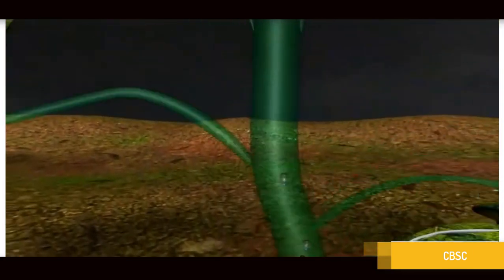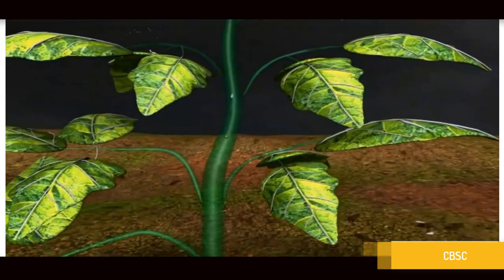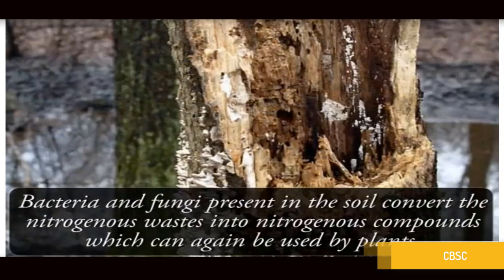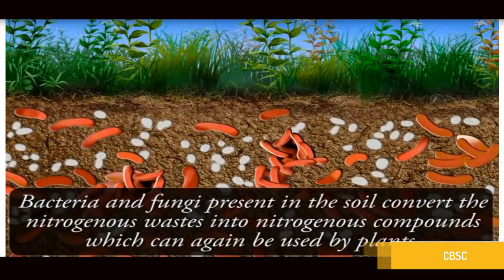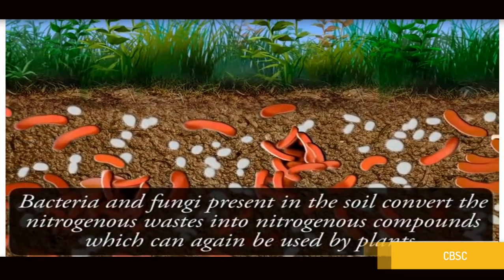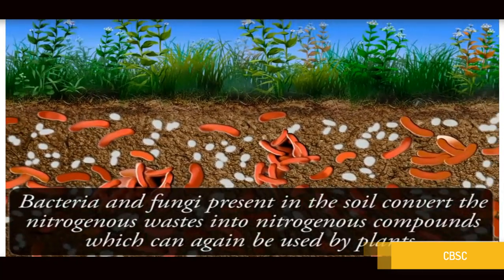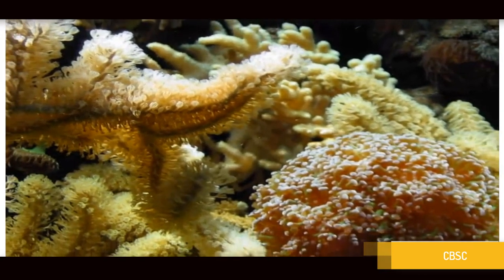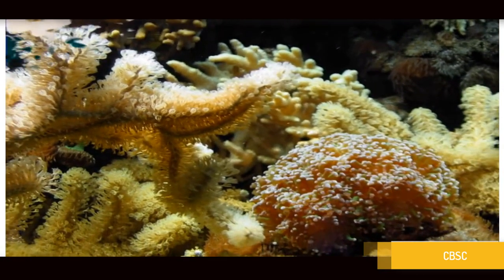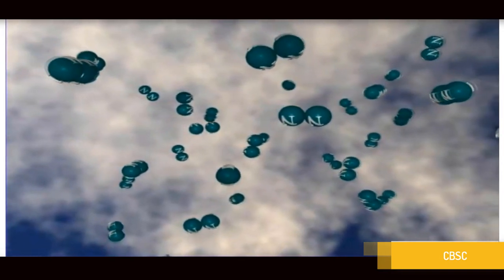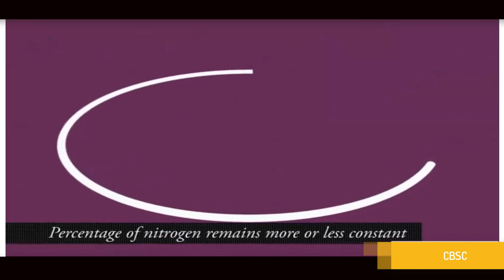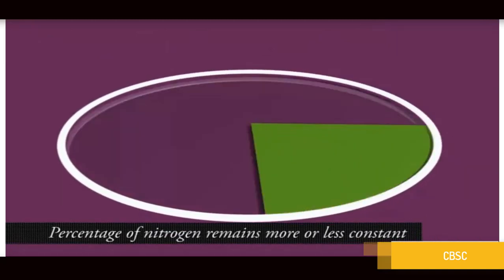Nitrogen is then used for the synthesis of proteins and other compounds. When plants and animals die, bacteria and fungi present in the soil convert the nitrogenous wastes into nitrogenous compounds, which can again be used by plants. Certain other bacteria also convert some parts of these wastes to nitrogen gas, which goes back into the atmosphere. As a result, the percentage of nitrogen present in the atmosphere remains more or less constant.